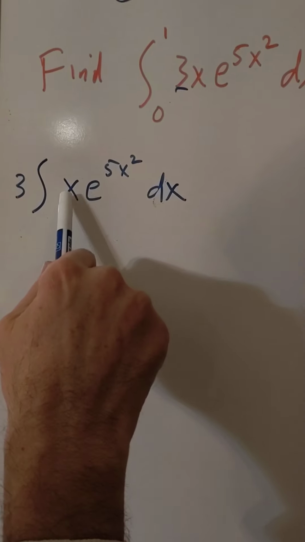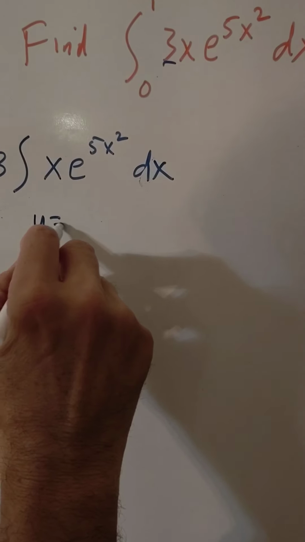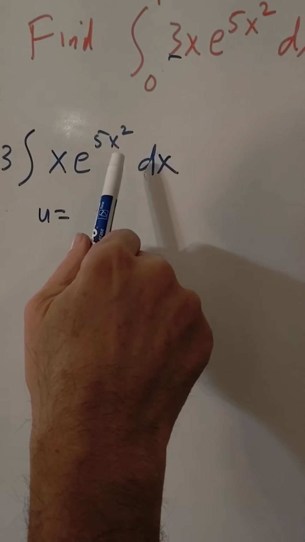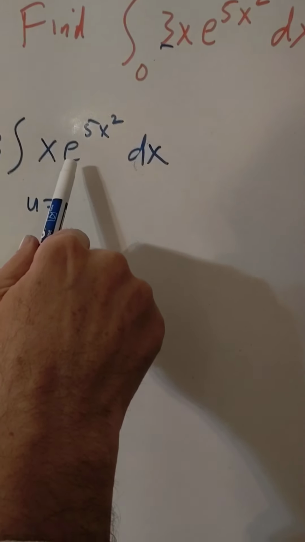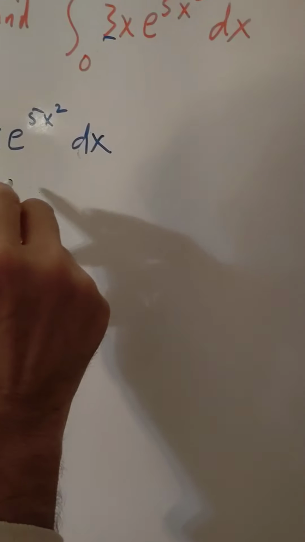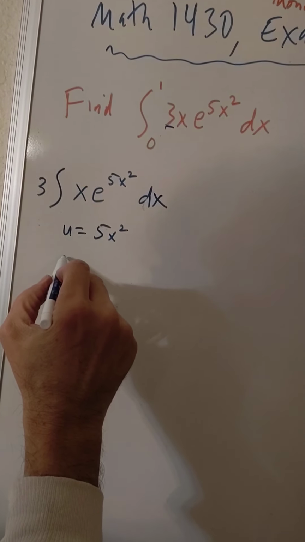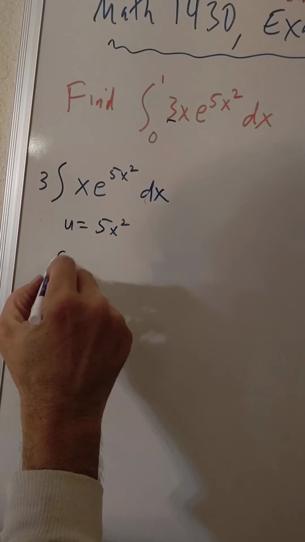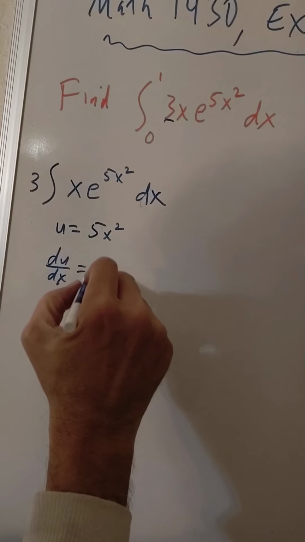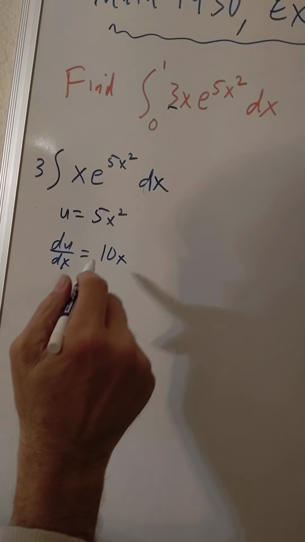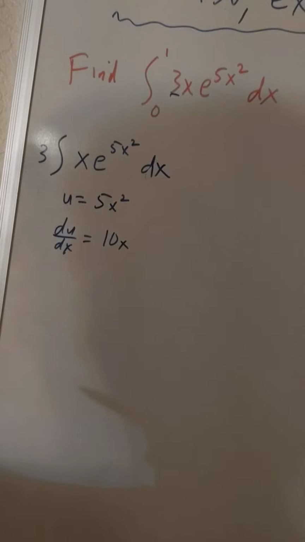When the exponents differ by 1, then typically what you do is you let u equal the expression with the higher exponent. So in this situation, almost always you're going to let u equal the exponent of e. So u is 5x squared. And then, so I'm doing a u substitution for an integral here. So then du dx is equal to 10x by the power rule of derivatives. 2 times 5 is 10x. And then you decrease the exponent by 1.